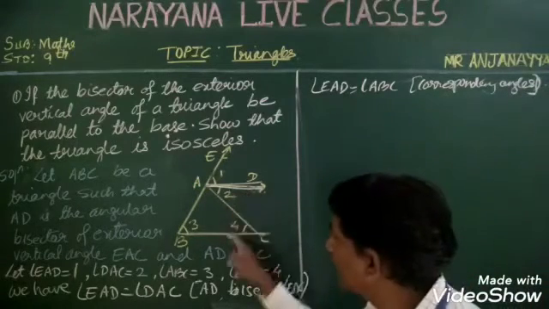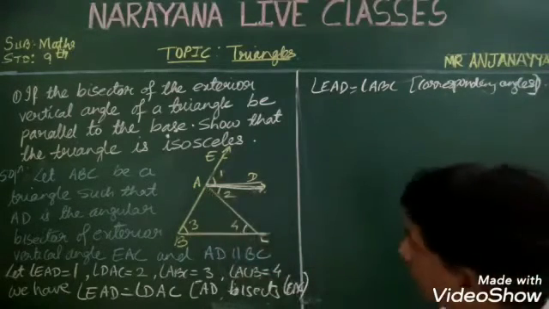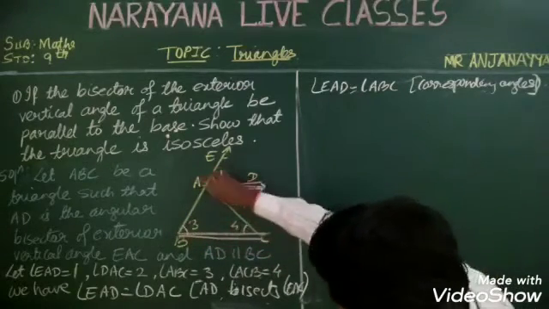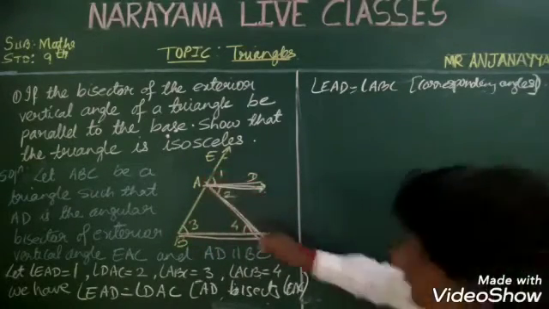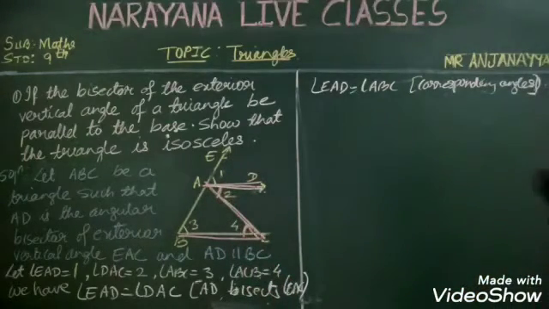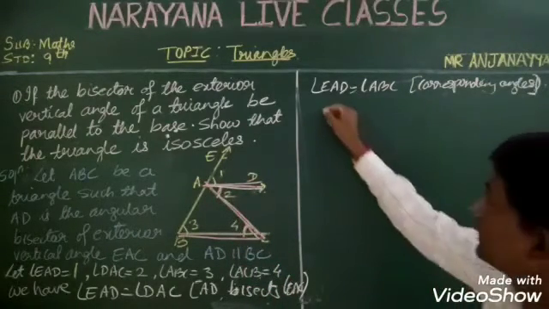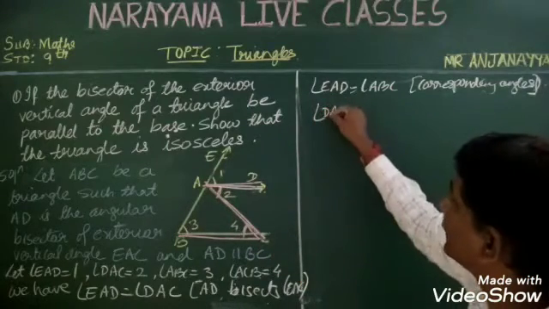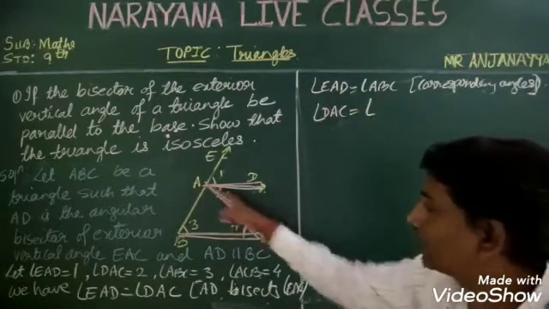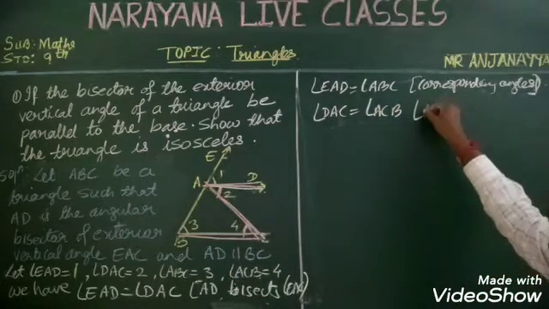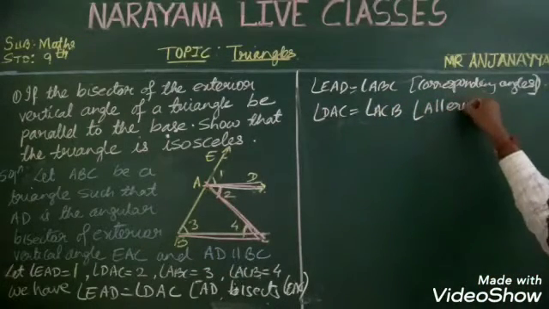Also, these two lines are parallel, and if I consider these two lines, this is a transversal. I can say this angle and this angle are alternate angles. So I say that angle DAC is equal to angle ACB. I'll say alternate angles.